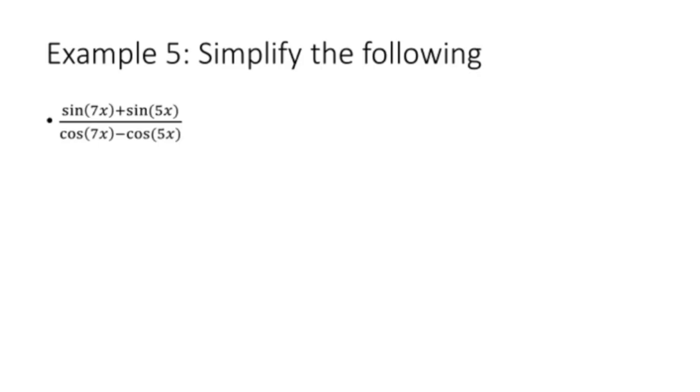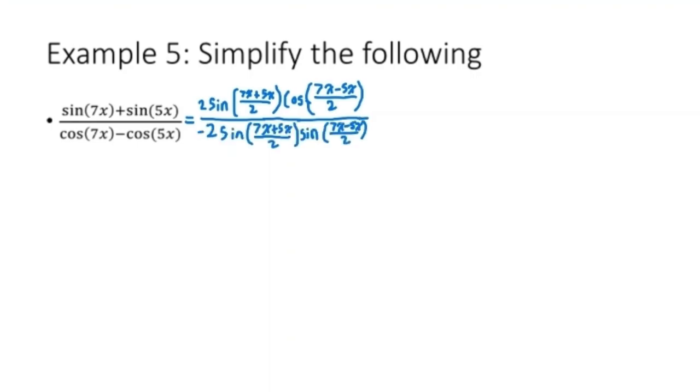If we apply the first sum to product formula to the numerator, we get 2 sine of (7x plus 5x) over 2 times cosine of (7x minus 5x) over 2. If we apply the fourth sum to product formula to the denominator, we get negative 2 sine of (7x plus 5x) all over 2 times sine of (7x minus 5x) all over 2. Now, before we simplify the inputs, notice that we have 2's as a common factor in the numerator and denominator, so they'll cancel. And sine of (7x plus 5x) over 2 is a common factor in the numerator and denominator. So we can cancel those out and not have to worry about simplifying.